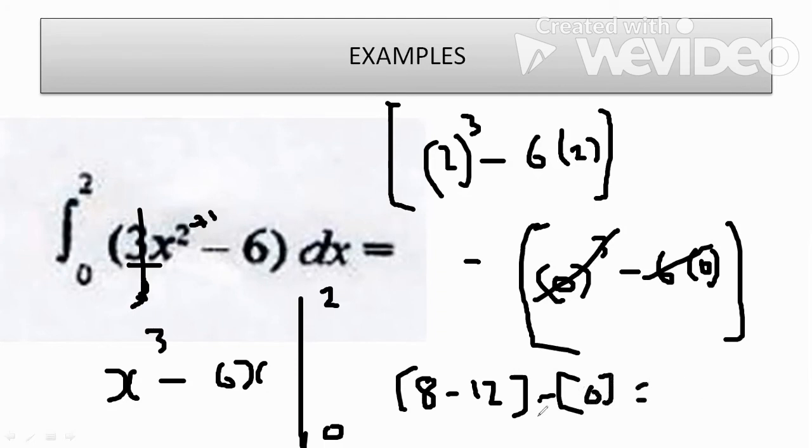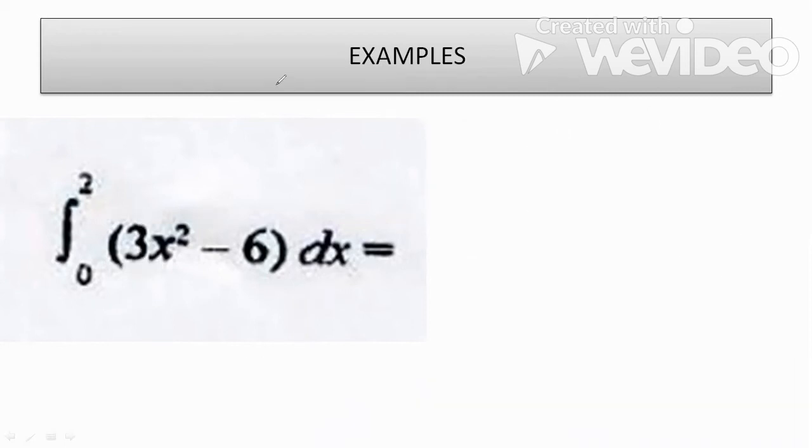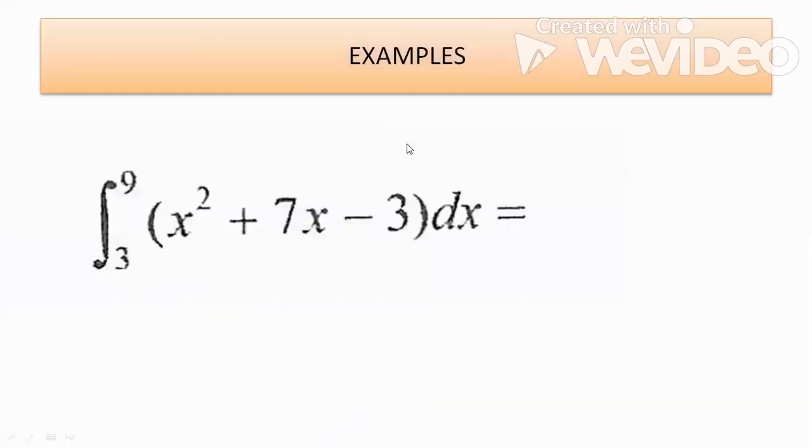So the answer, well, this we'll just have to work this out, and that's going to give us negative 4. So that's our answer. All right. So moving on nicely. All right, so this one takes a lot more effort. Let us see if we can expedite this quickly.